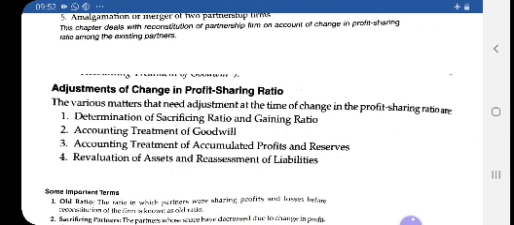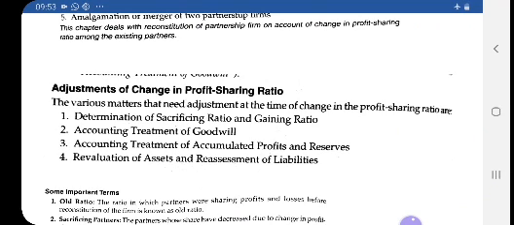So why do we need to calculate this ratio? Because due to the change in profit sharing ratio, some items like goodwill and reserves are to be compensated by the gaining partner to the sacrificing partner, because from now onward the new ratio will continue. So whatever loss is suffered by the sacrificing partner is to be compensated by the gaining partner. So first step, you calculate who is gaining and who is sacrificing.